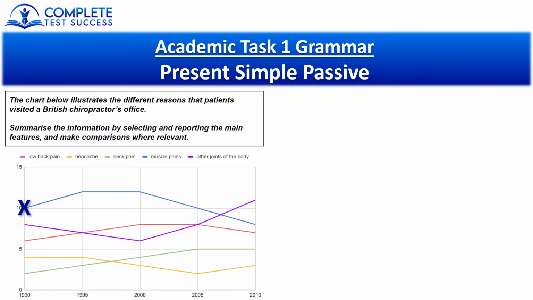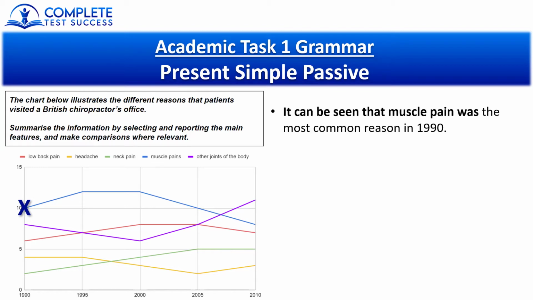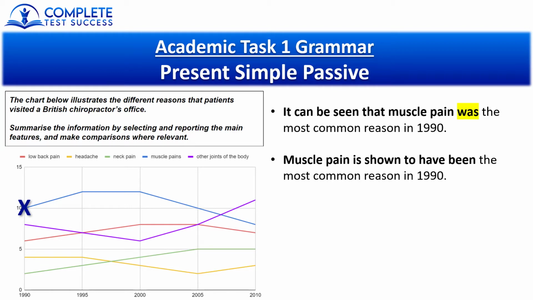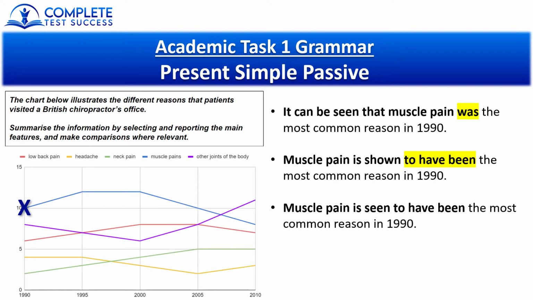What I want to describe this time is which was the most common reason for visiting this chiropractor in 1990. To describe this, we can say, it can be seen that muscle pain was the most common reason in 1990. And this time, because the chart is in the past, we needed past simple. Or we can say, muscle pain is shown to have been the most common reason in 1990. And because this time we're talking about the past, we needed to use the perfect infinitive. And the last one, muscle pain is seen to have been the most common reason in 1990. And once again, we used the perfect infinitive.